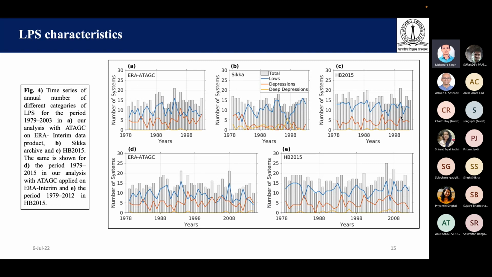So here is the frequency for the LPS. This picture shows the ERA interim, that is for the algorithm, and the second one is for HV15. This algorithm is slightly less correlated with the frequency, as the correlation between these two is around 0.34. So it is not that efficient for getting the right frequency of LPS.